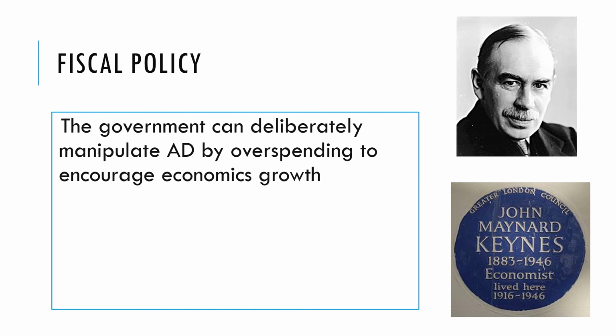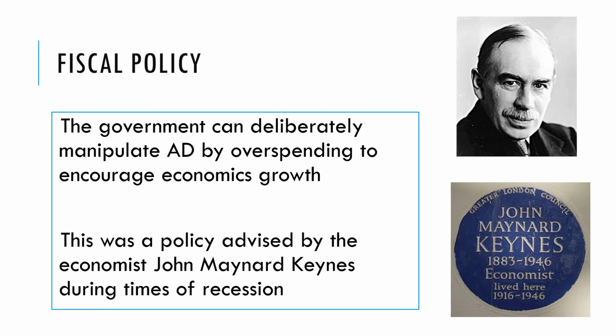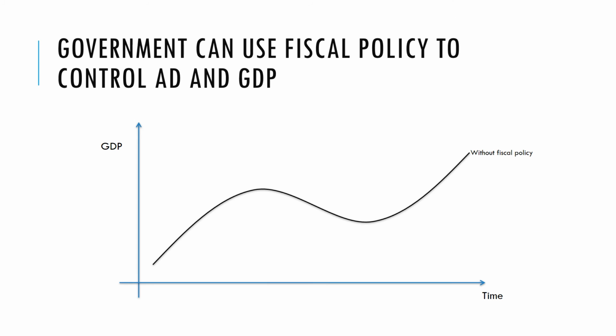Now, fiscal policy means that the government can deliberately manipulate AD by overspending to encourage economic growth. And this was a policy advised by the economist John Maynard Keynes, particularly during times of recession. The government could have a proactive fiscal policy, increasing government expenditure to promote economic growth. So let's have a little look at how this might work in practice.